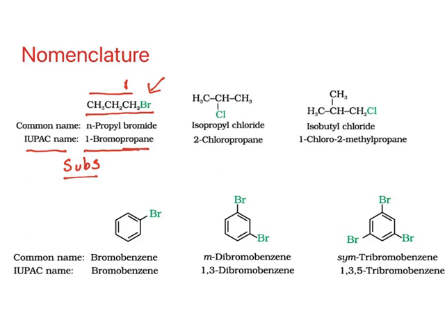So first we talk about substitution and then parent. What is the parent chain here? Propane. What is the substitution here? Bromine. At which position is the bromine? At first position. So this is called 1-bromopropane.